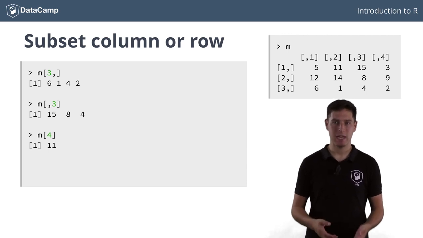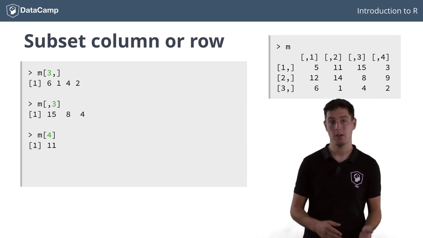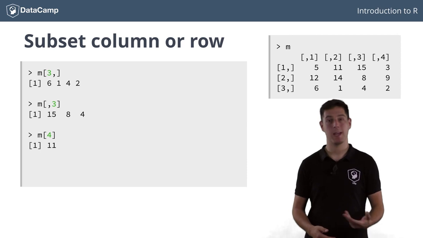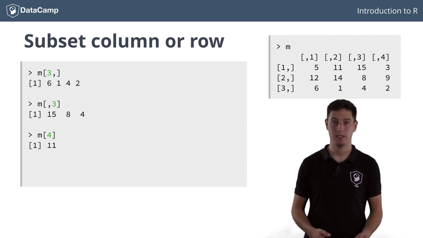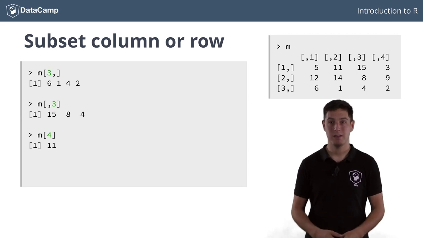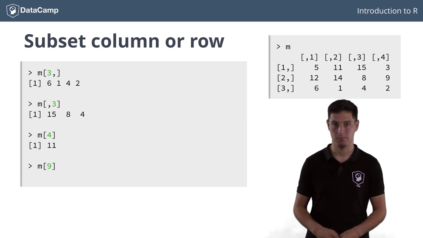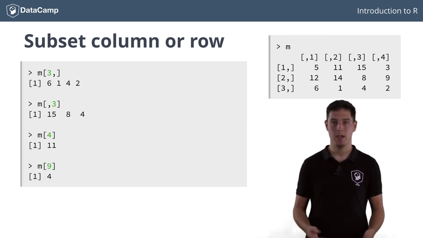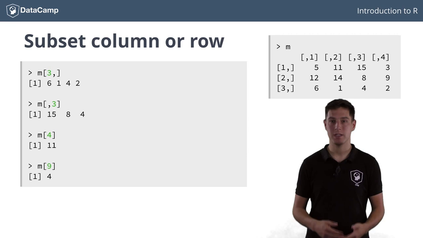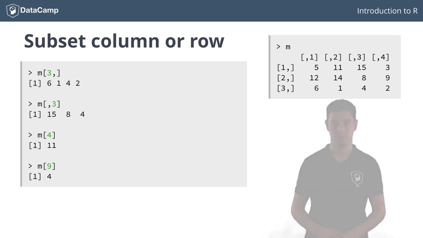Well, when you pass a single index to subset a matrix, R simply goes through the matrix column by column from left to right. The first index is then 5, the second one 12, the third one 6, and the fourth one is 11 in the next column. This means that if we pass m[9], we should get 4 in the third row and the third column. Correct. There aren't a lot of cases in which using a single index without commas is useful, but I just wanted to point out that the comma is really crucial here.